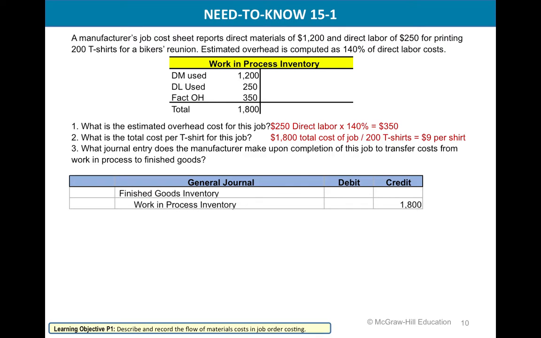And again, how would you record it? Because here it's moving. It's going from work in process to finished goods. So we credit work in process to decrease it, and debit finished goods because now it's in finished goods. Finished goods went up. So it's being transferred.